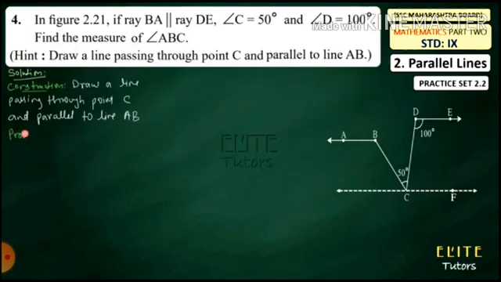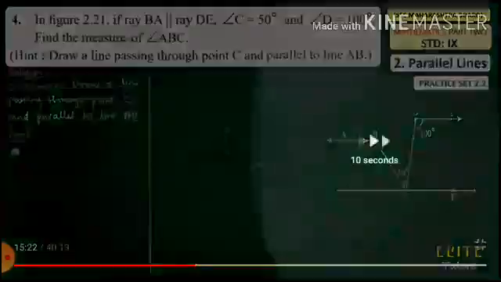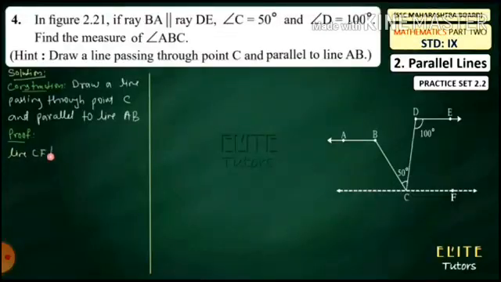Prove: angle ABC we want to find. So first of all we will take the half figure and come to our solution. Proof: line CF is parallel to line AB. This is not given, actually this is construction.